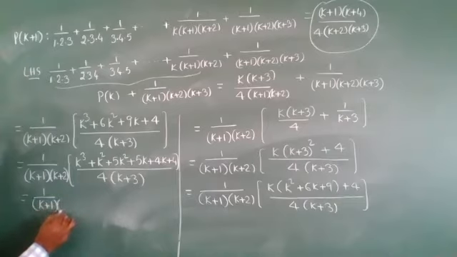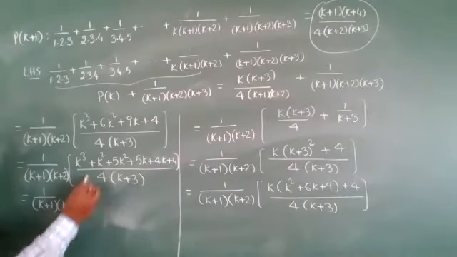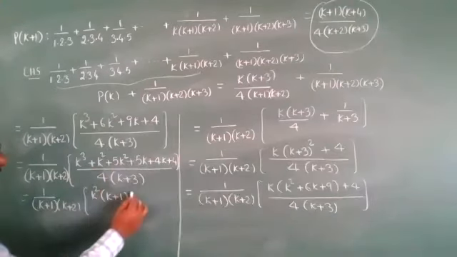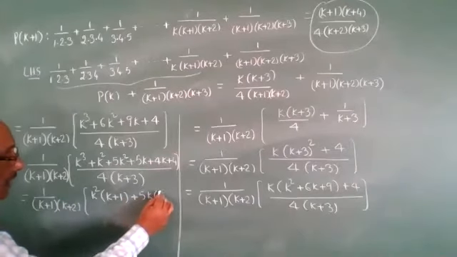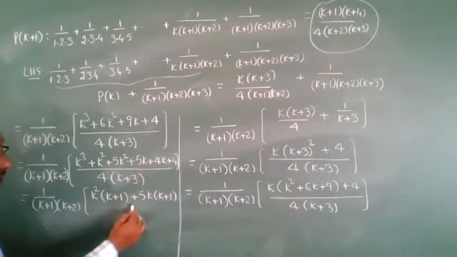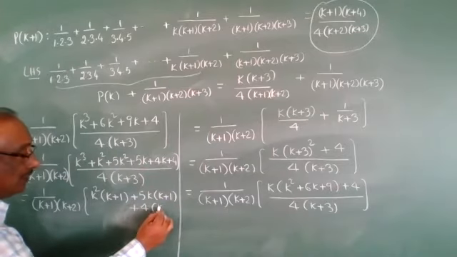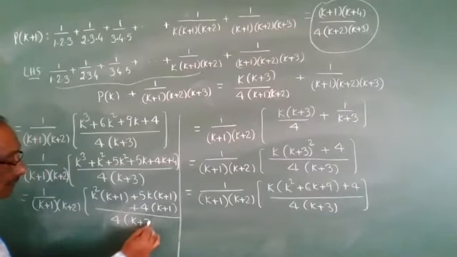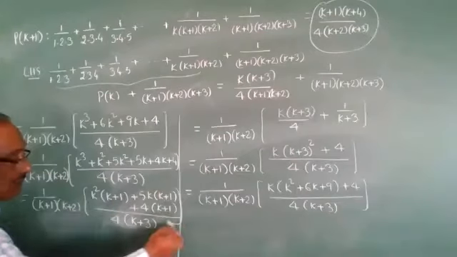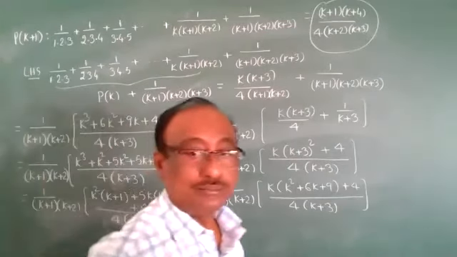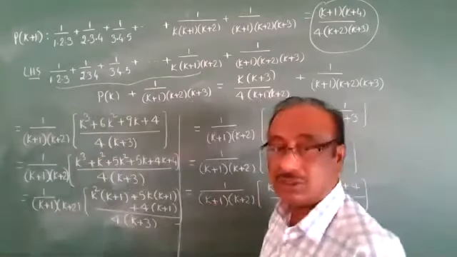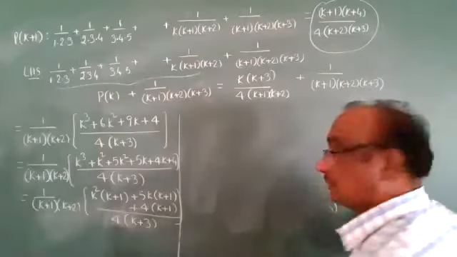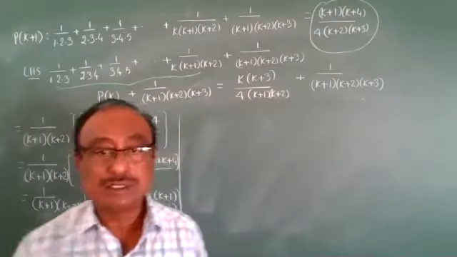K plus 1 into k plus 2. K square is common, 5k is common, k plus 1. Last 4 is common, k plus 1 upon 4 into k plus 3. Take k plus 1 common, everyone, and simplify.